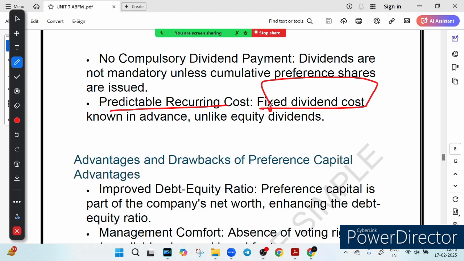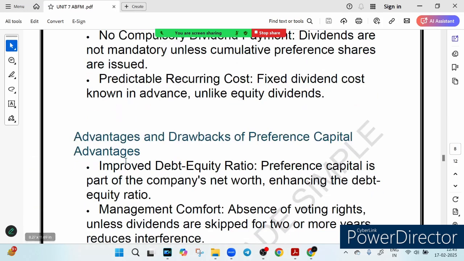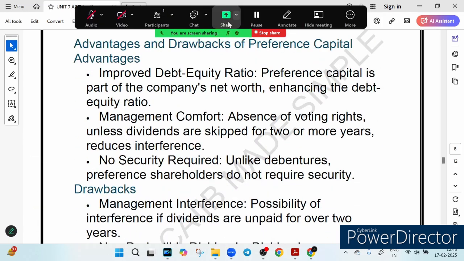So what are the advantages and disadvantages of preference capital? Let's also understand it. First of all, let's talk about the advantages. So it includes DER. This is called debt equity ratio.